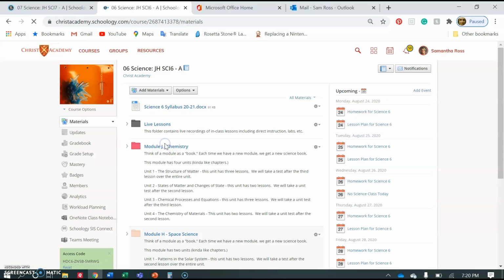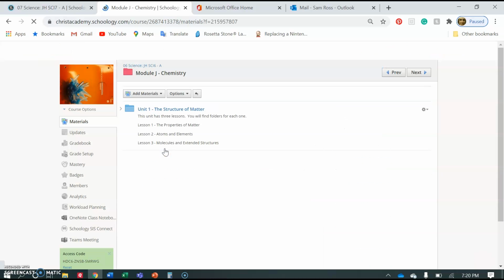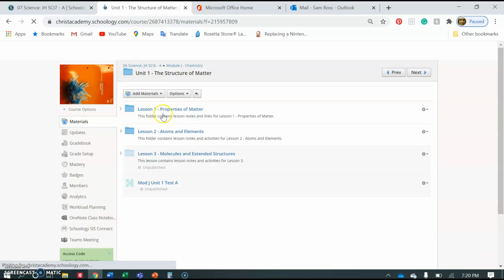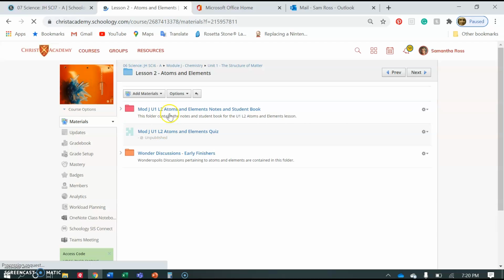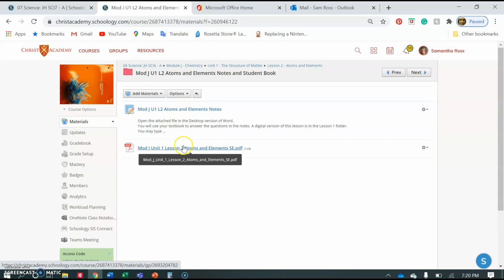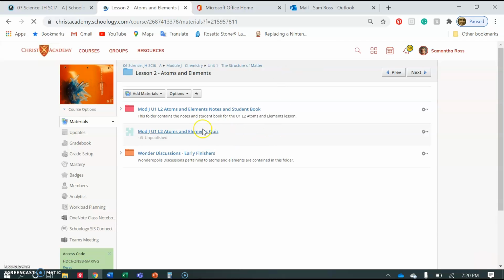So if I'm going to find the next set of notes, the gray you can't see yet, since this is mine. We're in Lesson 2, Atoms and Elements. The next set of notes are going to be in this Notes and Student Book folder. And you'll see that that's there. If I go back to the lesson, you'll see I have the quiz ready, but you guys can't see it yet. It's not published.